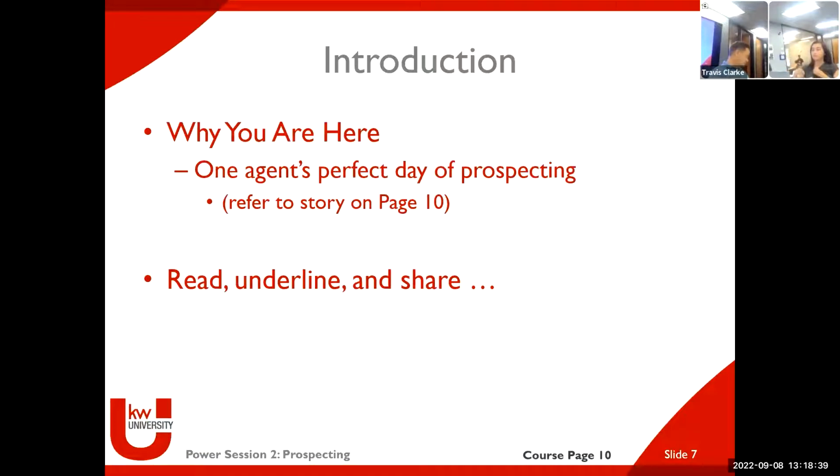So on page 10, there's this story of an agent, Bill Watson of Phoenix, Arizona. I'll read it just because I'm not sure if everyone has this pulled up. It talks about Bill Watson's perfect day of real estate. Bill Watson of Phoenix, Arizona has been wired for leads from the first day in real estate back in 1993. To this day, his routine hasn't varied a bit. He devotes between 5 to 7 hours a day of prospecting, and this is how he described it. Bill Watson's perfect day.